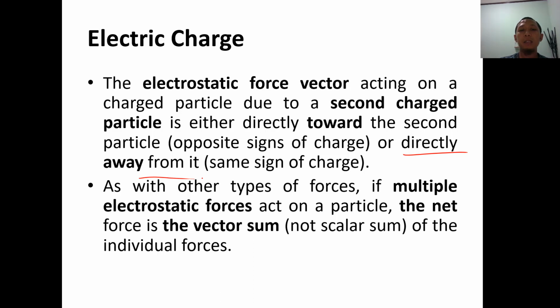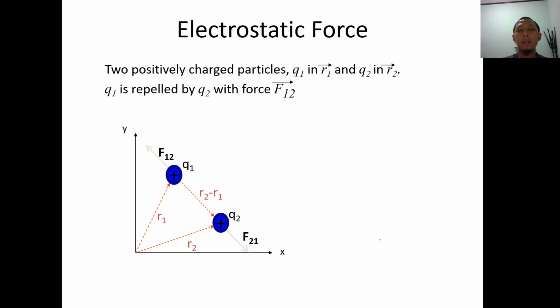If multiple electrostatic forces act on a particle, the net force is the vector sum of the individual forces, not a scalar sum. We will discuss that later. It's like this one. So we have charges of the same sign. This is Q1, and this is Q2.